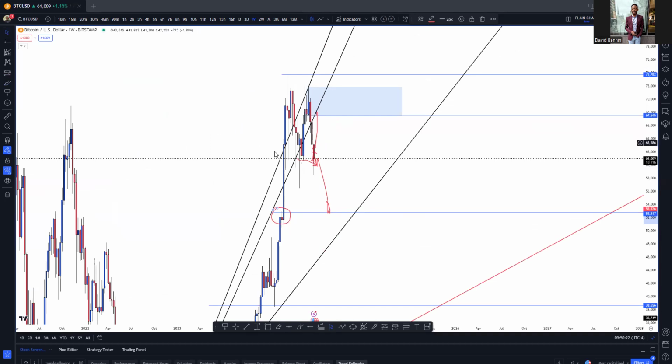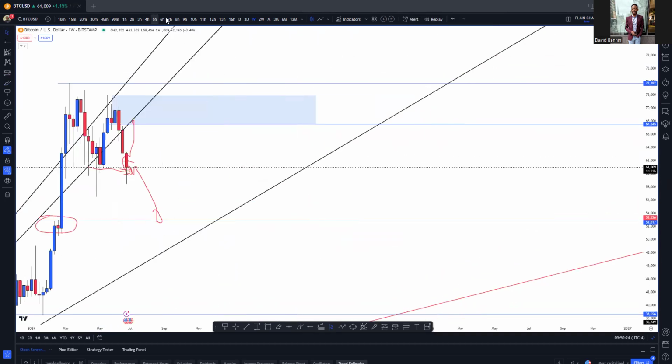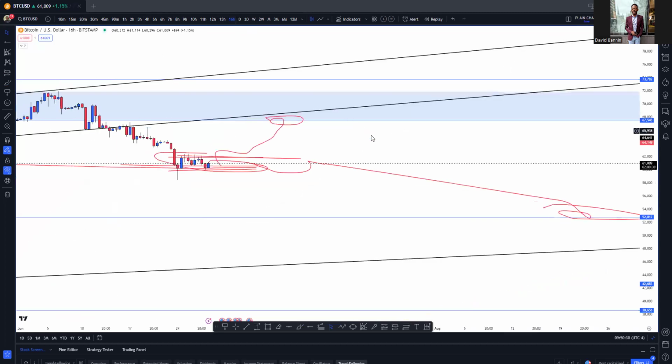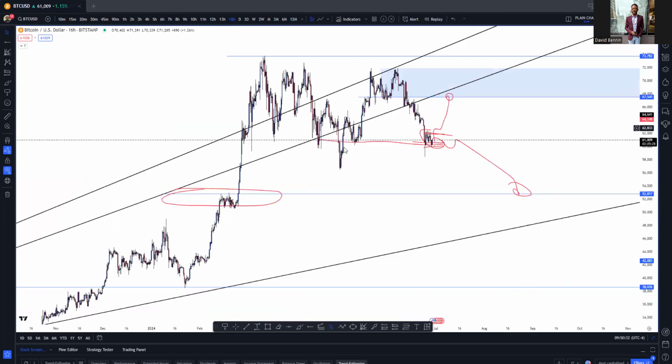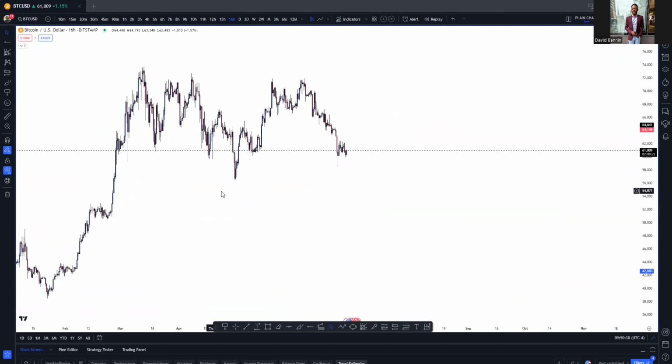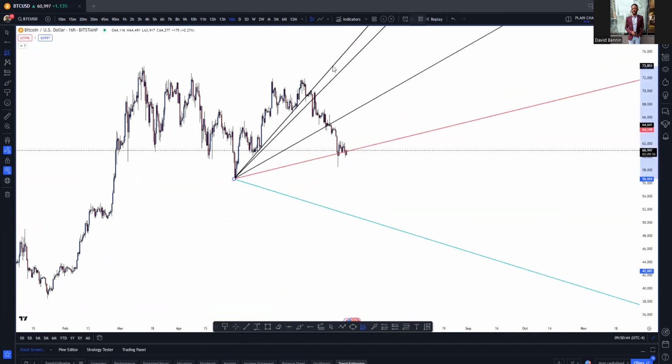Right. So we take it one step at a time. Simply based on the market structure that we have at the moment, this is what we have. Price is currently sitting on this level here.